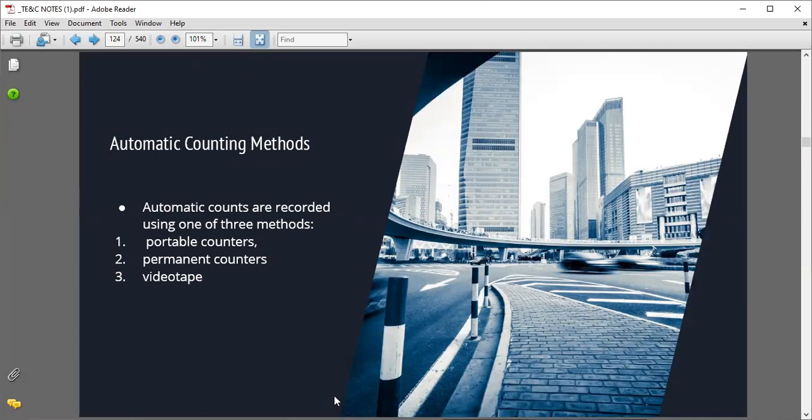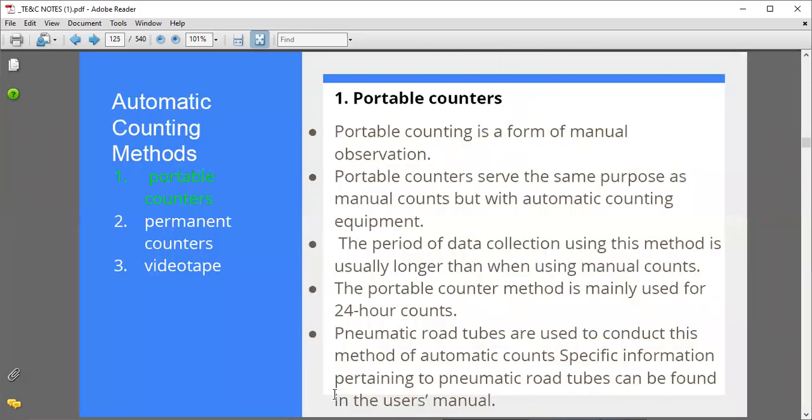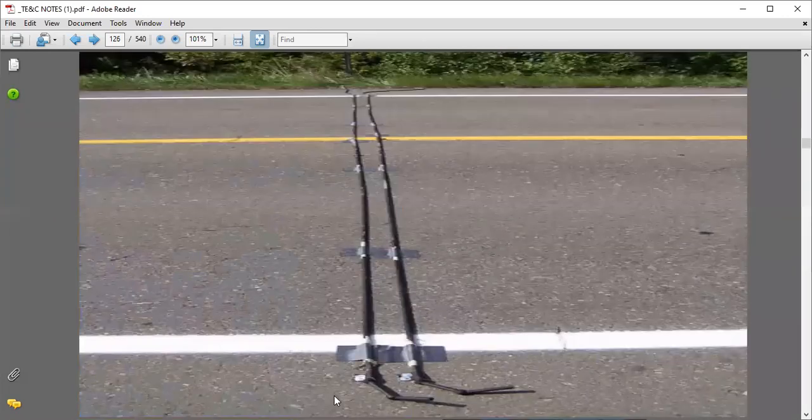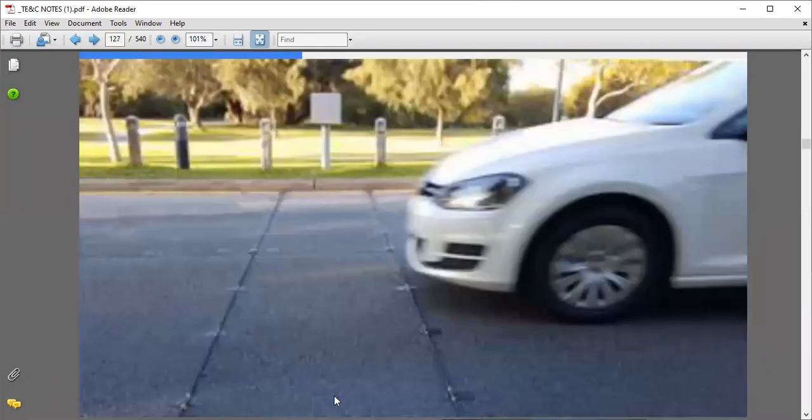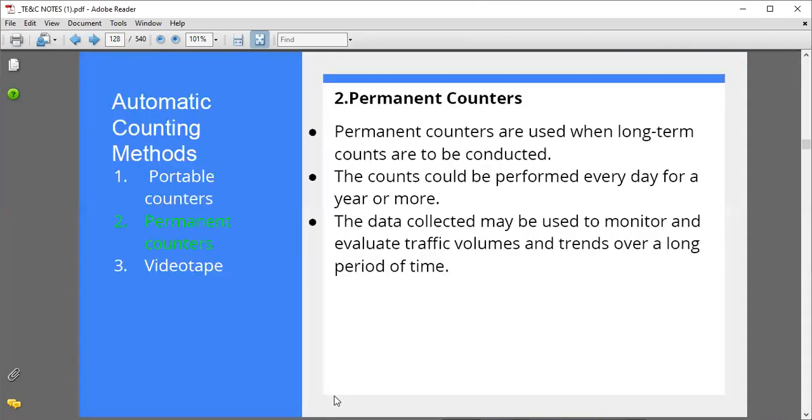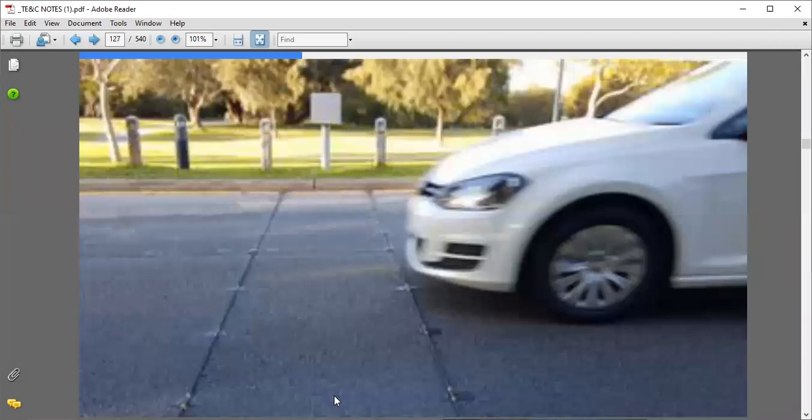Automatic counts are recorded using one of three methods: portable counters, permanent counters, and videotape. We'll see how these are recorded. You can see here these are the pneumatic tubes, and if a vehicle moves over that pneumatic tube, the impulses are automatically transferred through the tube, and through the machine the count is recorded. You can see that as the vehicle passes, the number is automatically counted into the machine.